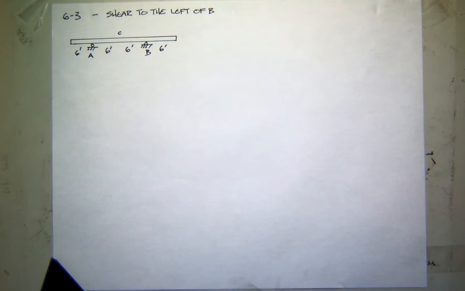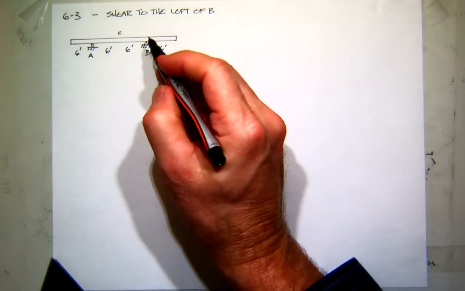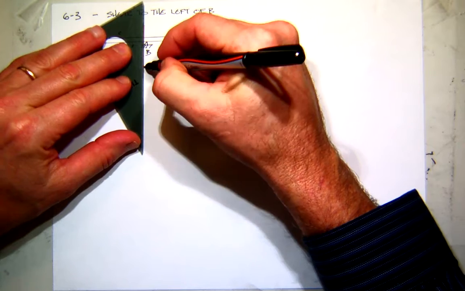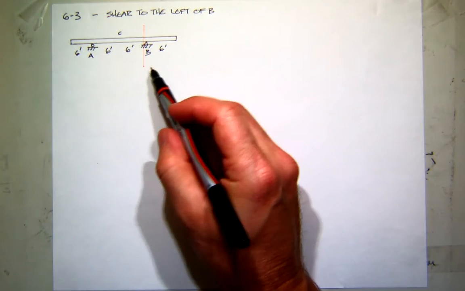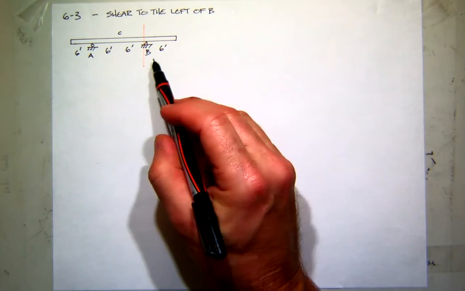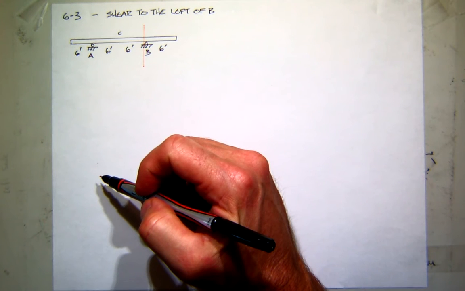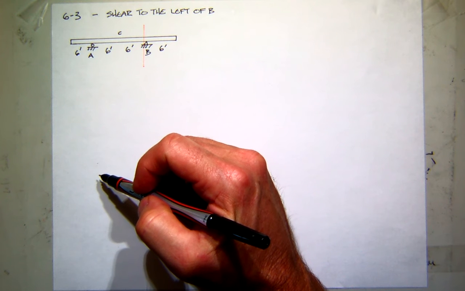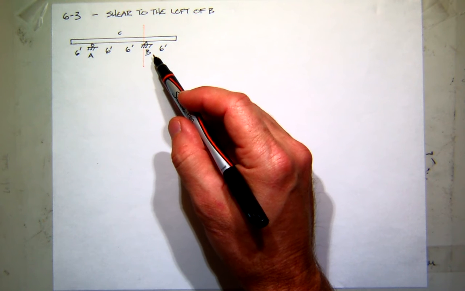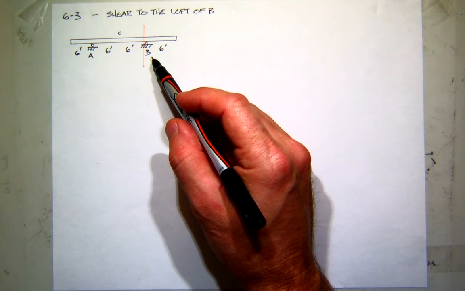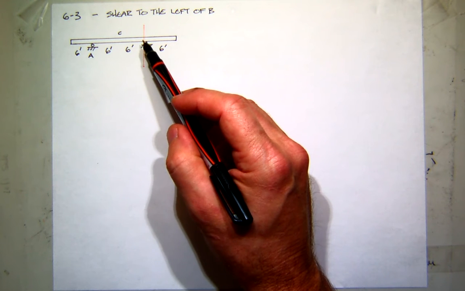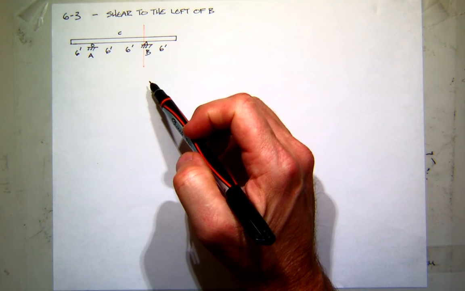The first thing I want to do is find that. So there's B. Let's cut the structure just to the left. And let's decide what piece do we want to work, the left side or the right side? When I did, I worked on the left side. I don't think it matters. The right side's pretty small. Yeah, I'll say right side. Why not? We'll work the right side. So if I want to work the right side, I need the reaction at B. Everybody see that?